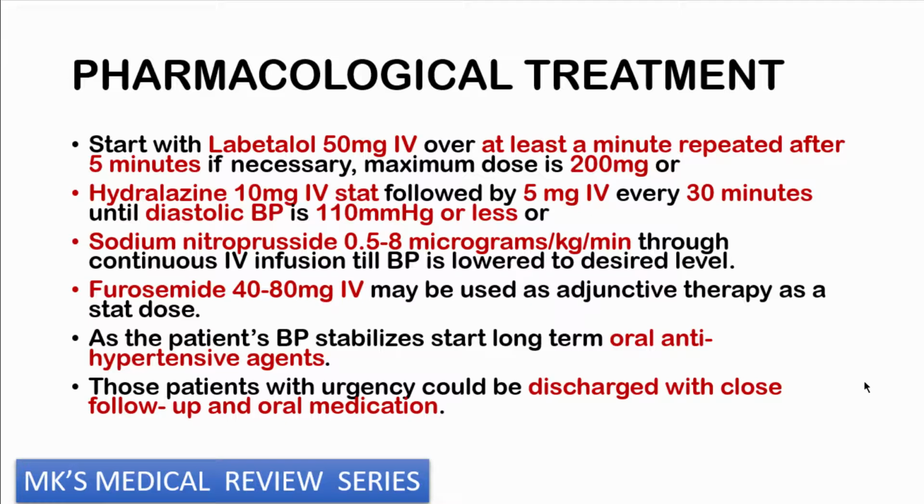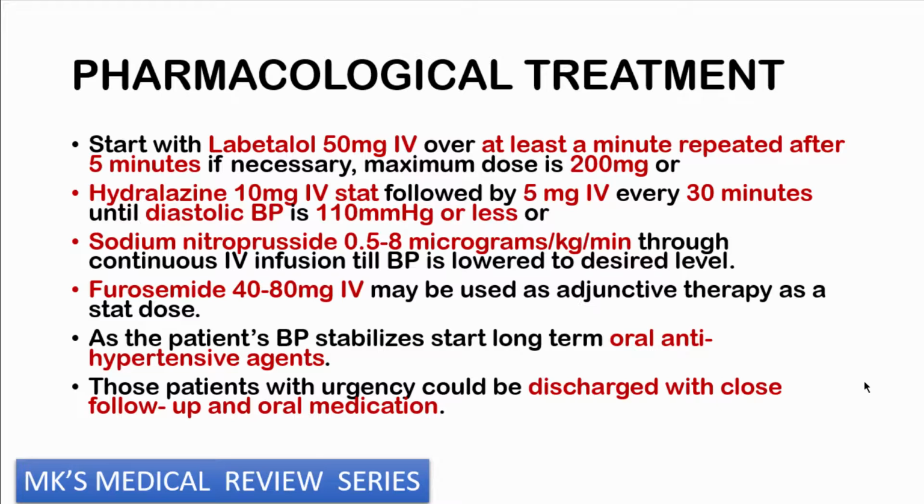So here are some pharmacological interventions that you can use to manage hypertensive emergencies. You can start with labetalol 50 milligrams IV given over at least a minute. You can repeat after 5 minutes if necessary, and your maximum dose is 200 milligrams. Hydralazine is what we use commonly in our setting, so you can give a start dose of 10 milligrams IV followed by 5 milligrams IV every 30 minutes until your diastolic pressure is less than 110. And then after it's less than 110, you can transition them to nifedipine 20 milligrams twice a day.